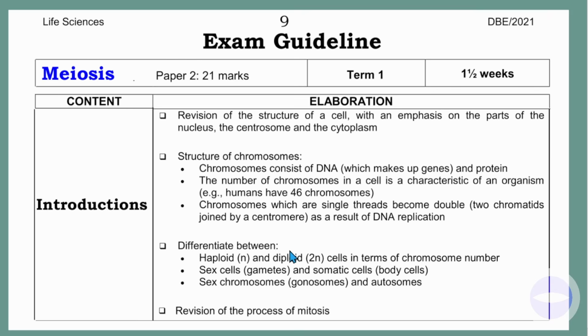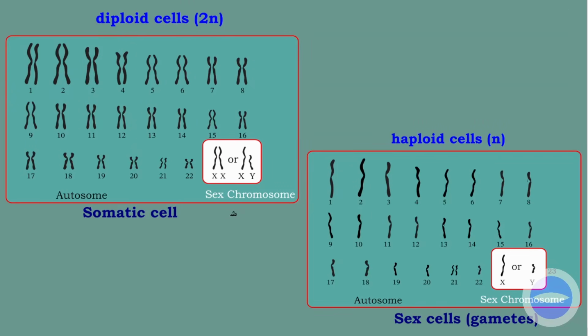Another thing that the examiner wants us to know: we must be able to differentiate between haploid and diploid cell in terms of chromosome number. We must also differentiate sex cells, which are gametes, and somatic cells, which are body cells. We must also be able to differentiate sex chromosomes, which are gonosomes, and the autosomes. So all this information is here. Here we have the human karyotype, which is a diploid cell.